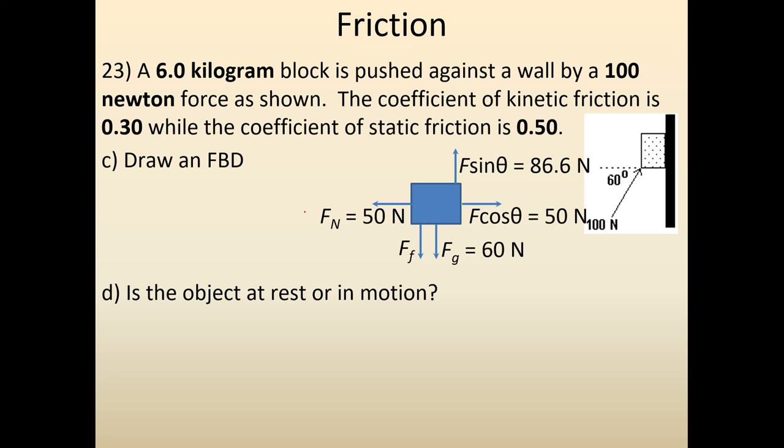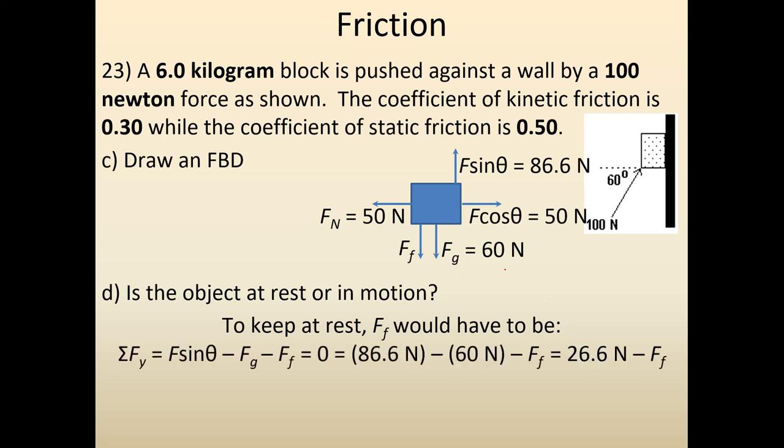So let's see. Well, in order to keep this block at rest, since we have an upwards force of 86.6 newtons and a downward force of 60 newtons, let's just see what it would be if the object was at rest. So I do my sum of the forces in the y, and I'm going to say that it's equal to 0, because like I said, I want to see how much force is needed to keep this at rest. So I plug in my numbers, 86.6 going up, minus the 60 newtons going down, minus friction. That gets me that the frictional force needed to keep me at rest is 26.6 newtons.